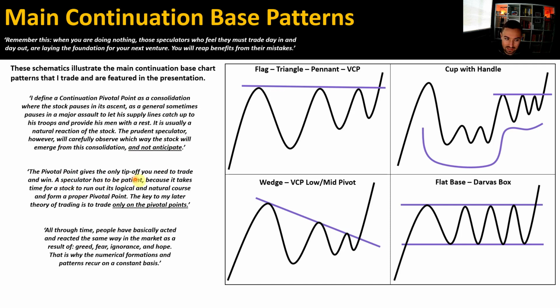A speculator has to be patient because it takes time for a stock to run out its logical and natural course and a proper pivotal point. The key to my later theory of trading is to trade only on the pivotal point, and I'm going to show you pivotal point and 3 specific candlesticks and type of setup: slide, target, gap down, reverse bars, shakeout, demand tails, and trigger bars. All through time, people have basically acted and reacted the same way in the market as a result of greed, fear, ignorance, and hope.